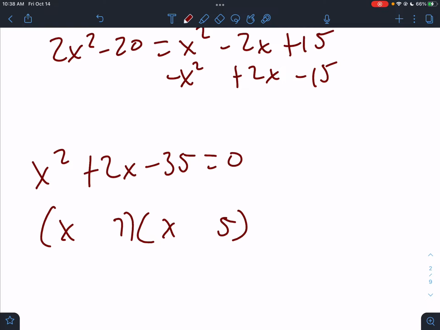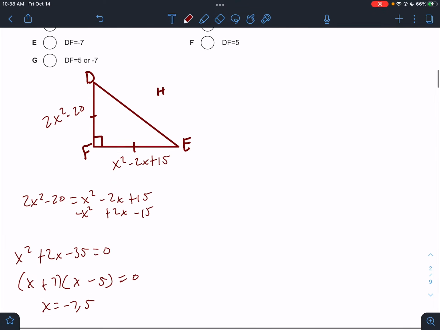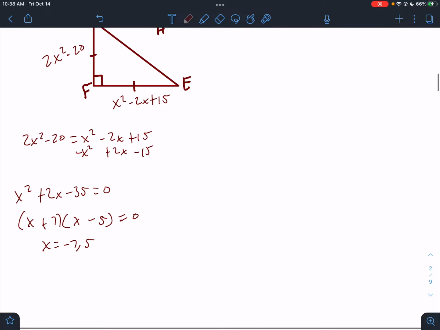And I need it to be plus 2. How do I get plus 2? By plus 7 minus 5. So what does x equal? Negative 7 or positive 5. Okay. But it's geometry, so we got to test this out.